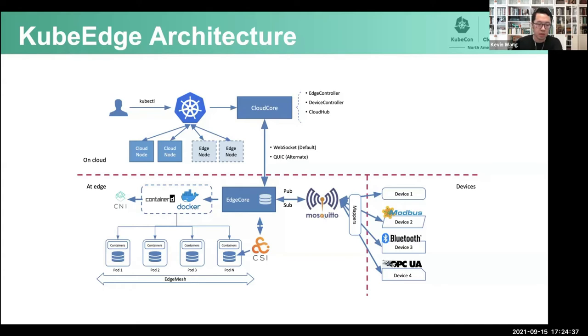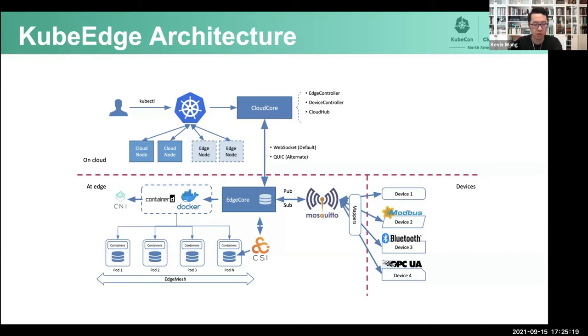cluster IP. In the cloud, we are just using the CloudCore to hook any status updates of nodes and the pods that are running on the edge. So the Kubernetes components have no awareness about the additional components. They just think that they are managing normal nodes.